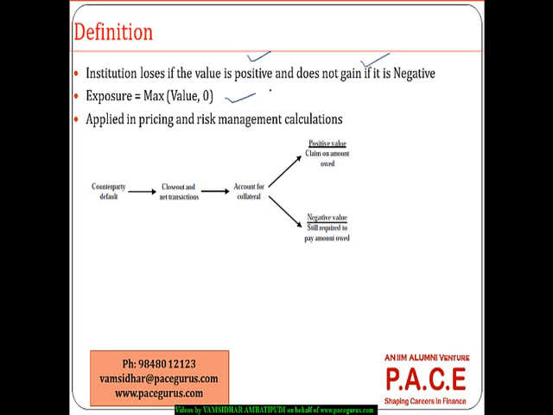So it will always be a positive quantity, right? It is either 0 or positive. So it is not going to gain anything if it comes out to be negative, which means it's as good as a 0. So this is the definition of exposure that goes into various pricing and risk management calculations.